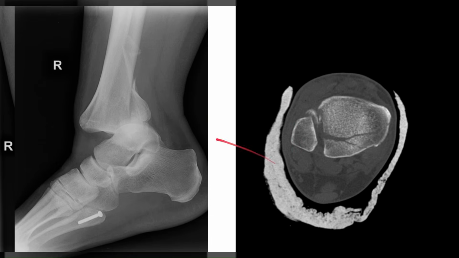This is the same case. They got a CT scan to evaluate this posterior malleolus fracture, and you see it's quite a large fragment. This almost certainly is going to need some sort of fixation, maybe even a plate.